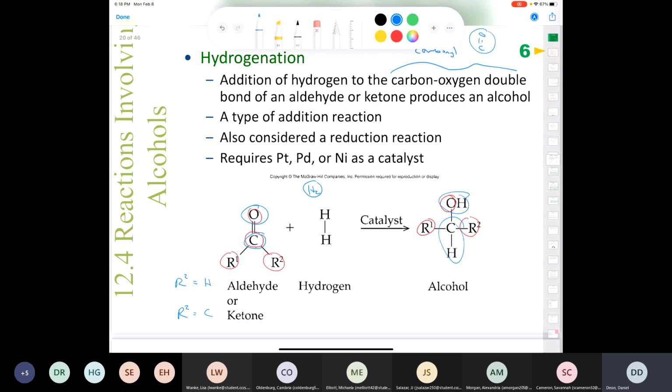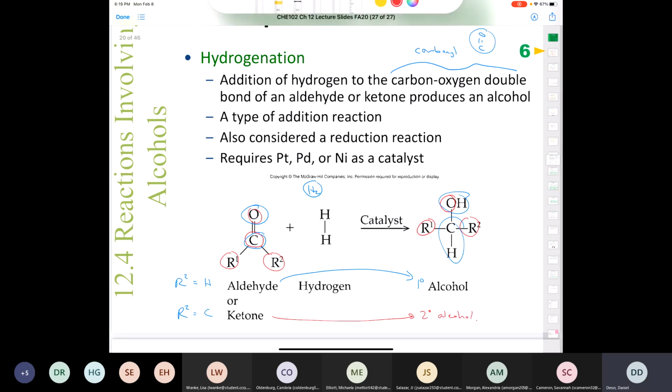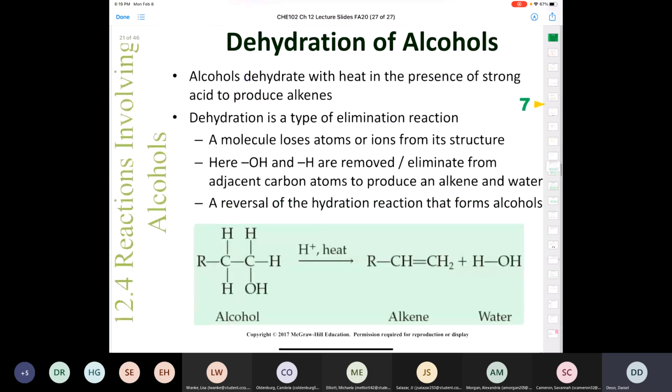In case I don't get to that tonight, if you take an aldehyde and you hydrogenate it, you get a primary alcohol. If you do the same thing with a ketone, you get a secondary alcohol. And that is definitely covered in my lecture videos that are posted to my YouTube channel.